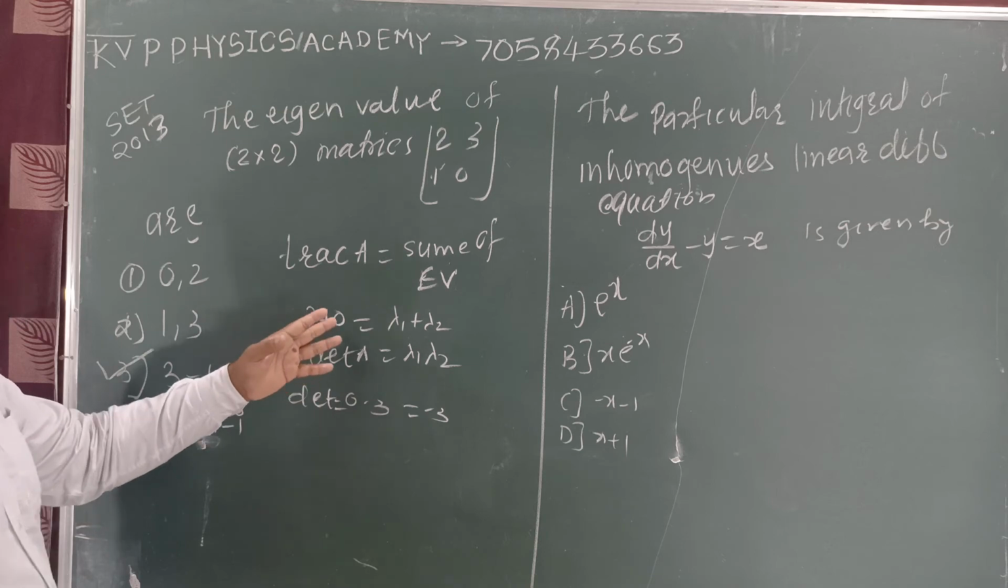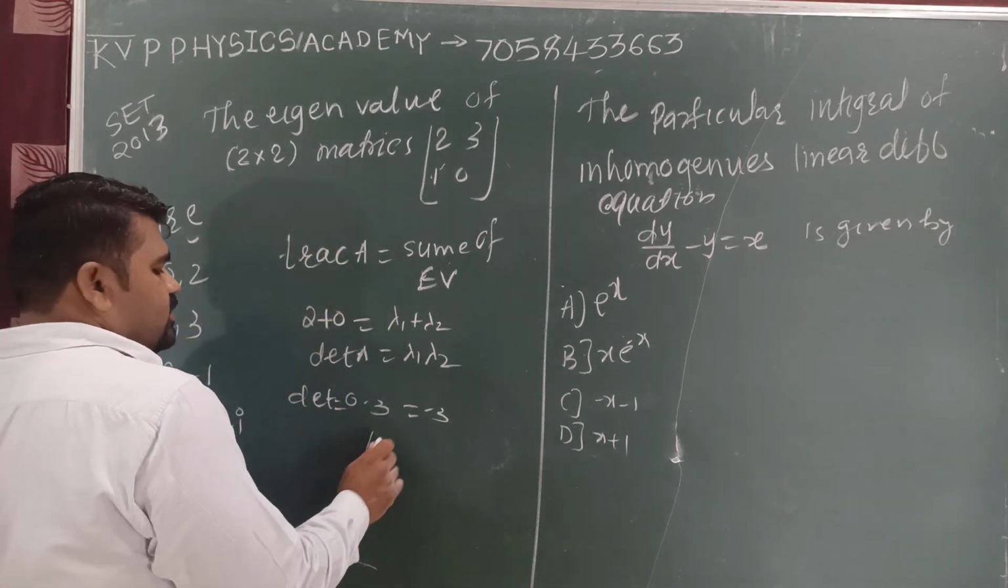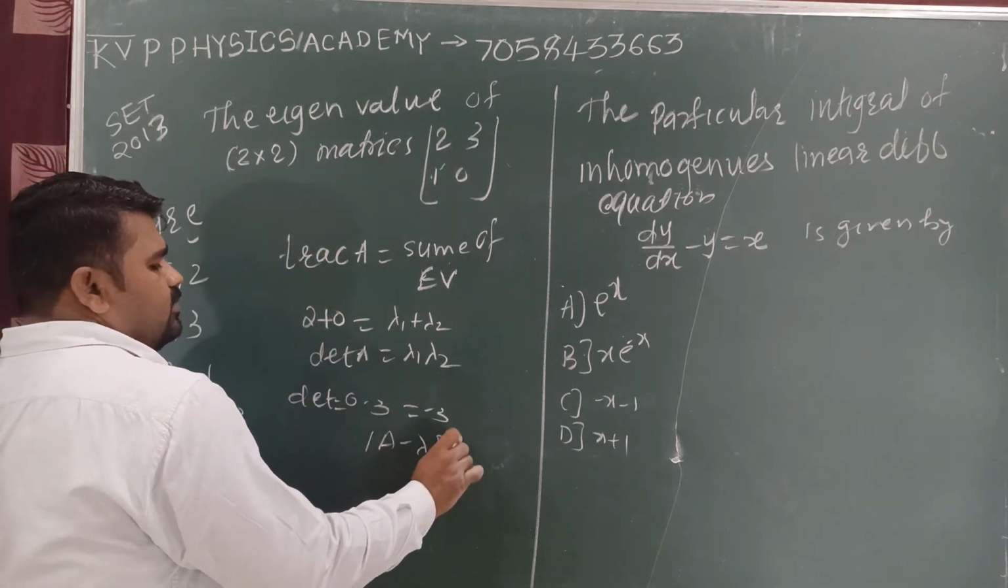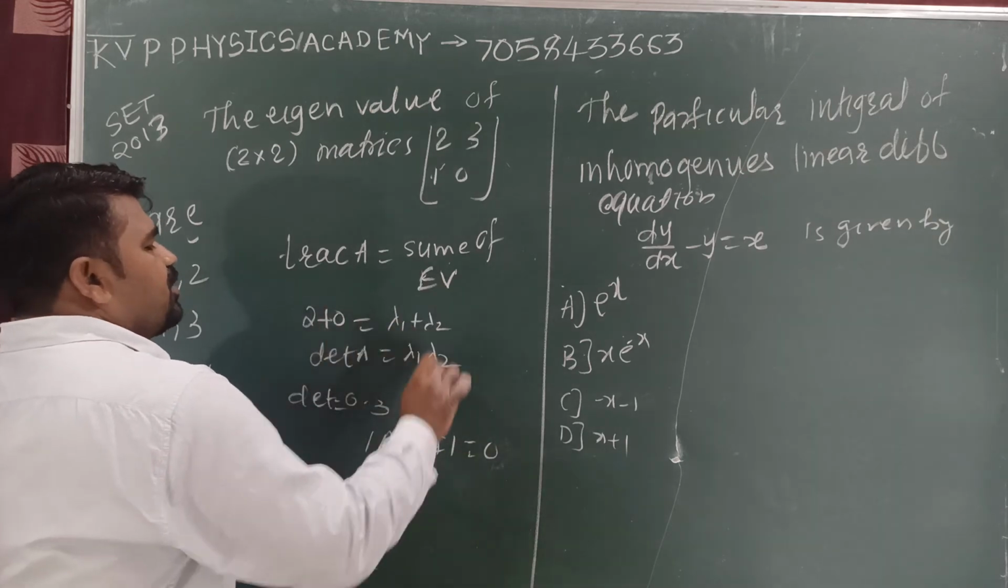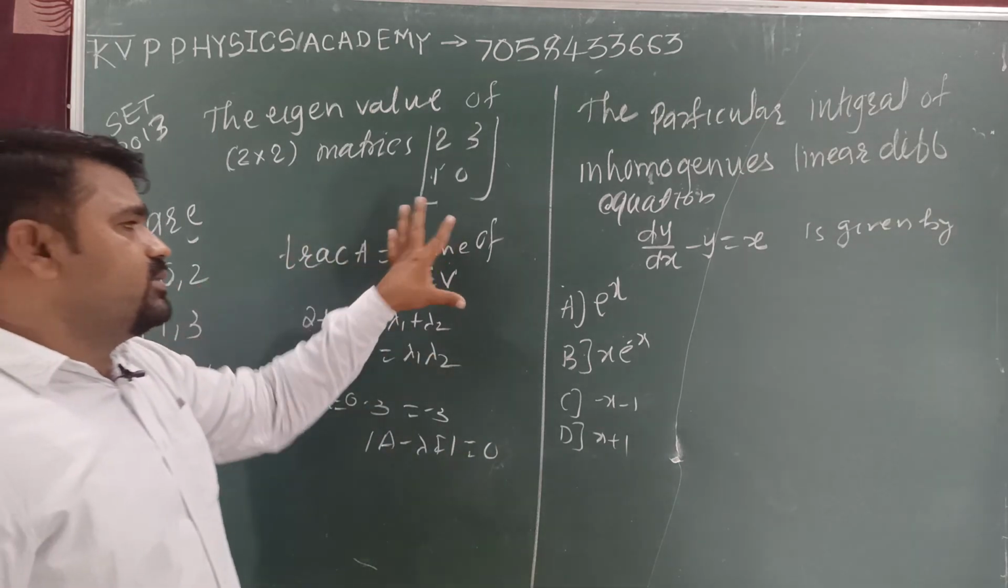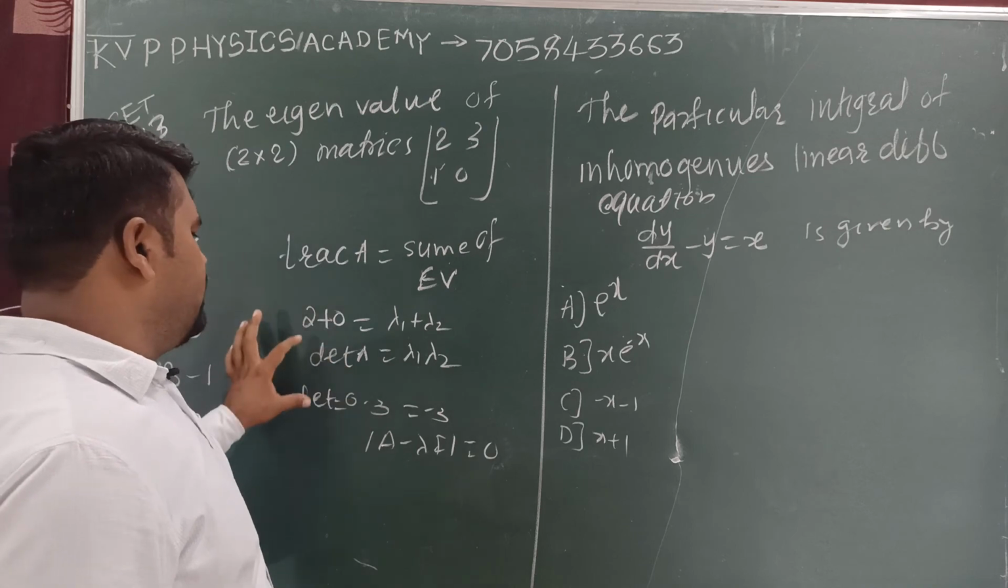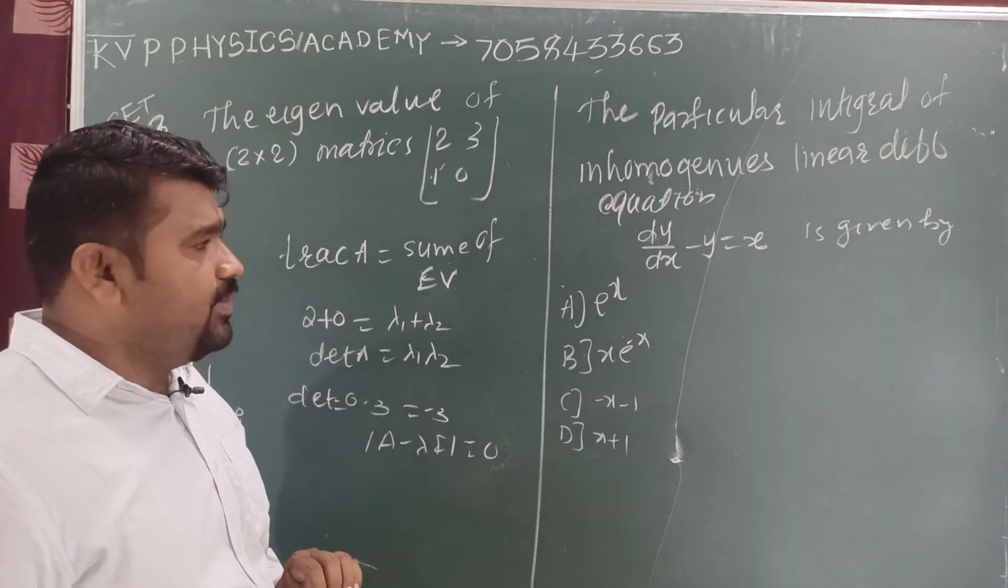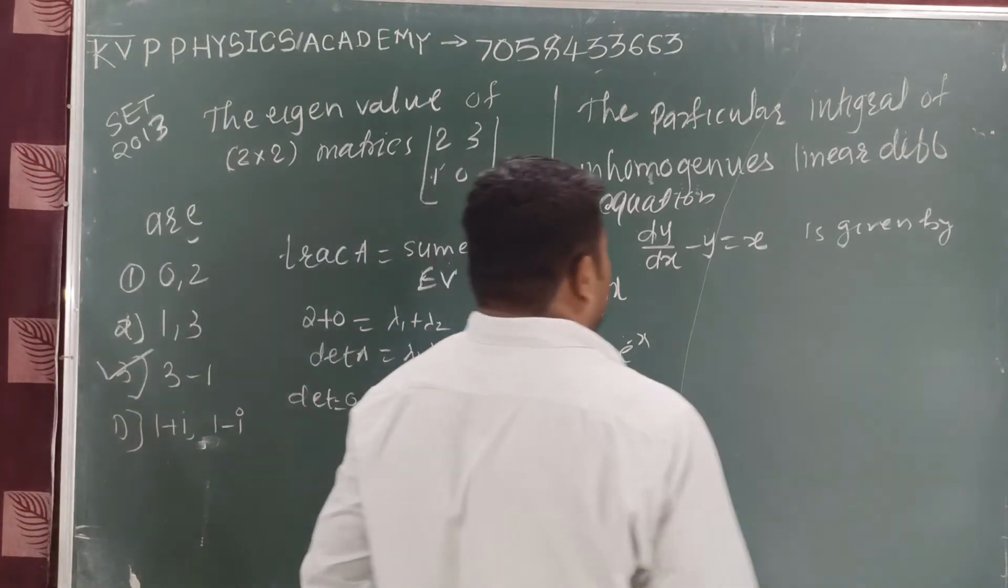If you don't memorize this trick, you can directly solve A minus lambda I equal to 0. Or you can memorize these properties of the matrix: trace of the matrix is equal to the sum of eigenvalues, and determinant of the matrix is equal to the product of eigenvalues. Got it? Next, come to the differential equation.